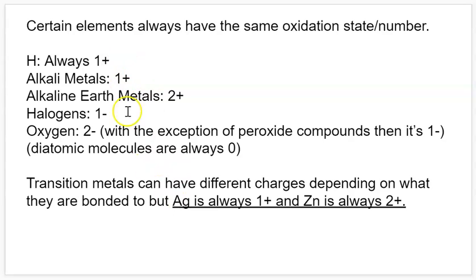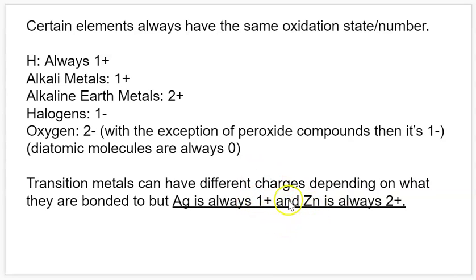These are the predictable rules, the rules that we know for sure. Hydrogen, alkali metals, alkaline earth metals, halogens, and oxygen are really common elements to find, so we can use them as a bridge to figure out the oxidation states of the other elements combined with them, based on the rules we talked about earlier, where we know that the oxidation states need to either add up to the charge or add up to 0 if it's neutral. Also, some transition metals have different oxidation states, but some are always the same. Silver is always +1, and zinc is always +2.